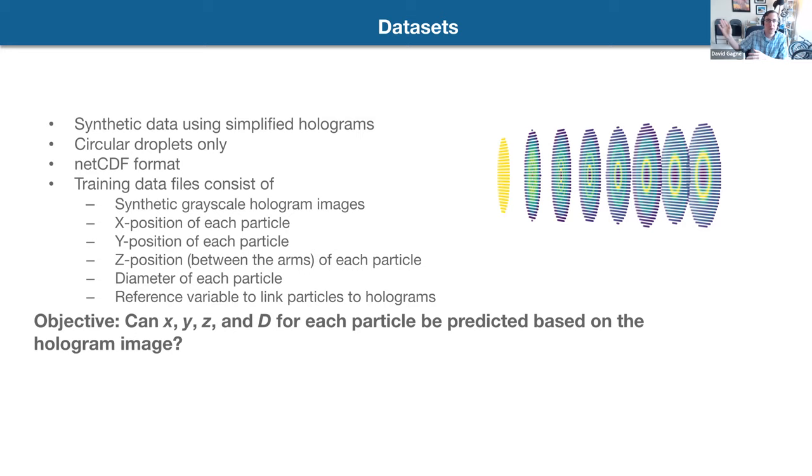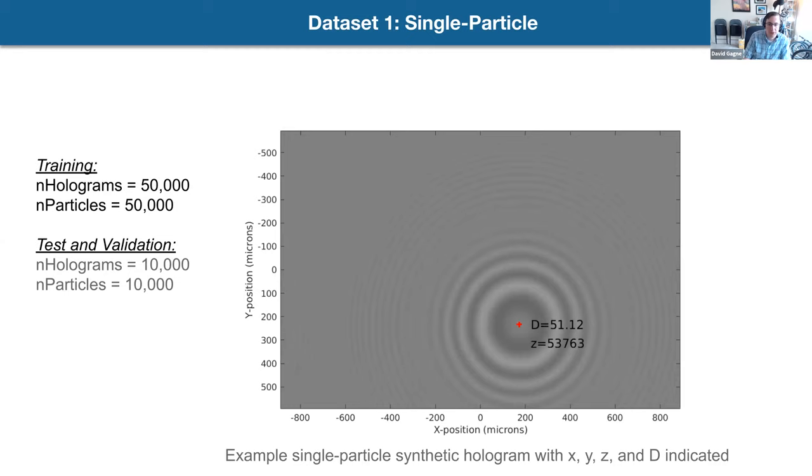The training data consists of synthetic grayscale hologram images, and then we get the X, Y, Z, and D position for each particle, as well as a reference variable to link particles to holograms, so you can match. We have both single particle and multi-particle images. And so here's an example of the data. We ended up having to reduce the volume of the training data down to 15,000 because it's a lot of data. For training, we're giving you a 400x600 image, and that's even reduced from the actual holodeck data, which is a multi-megapixel picture.